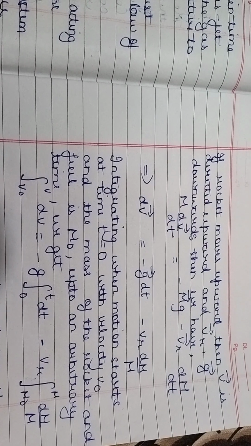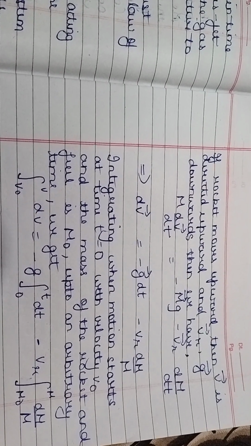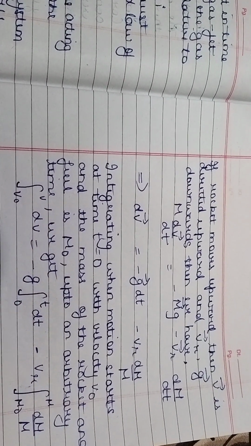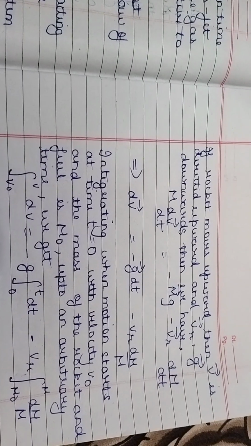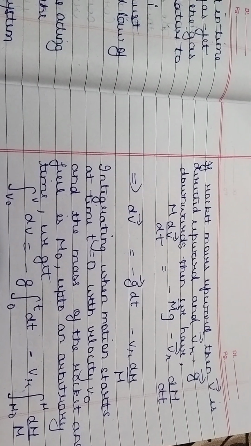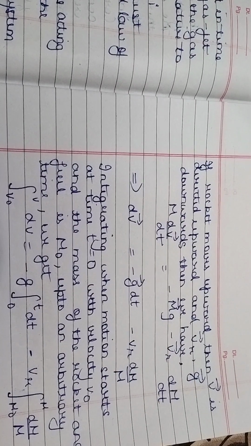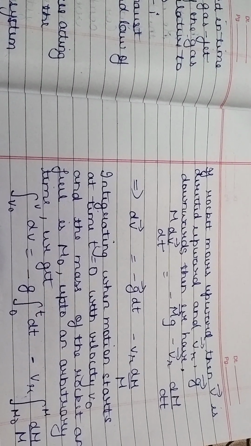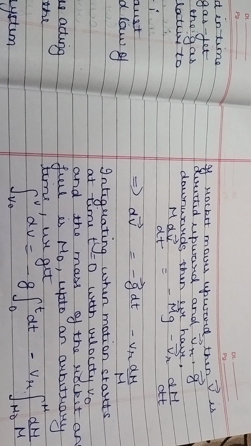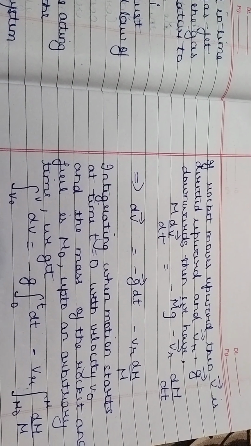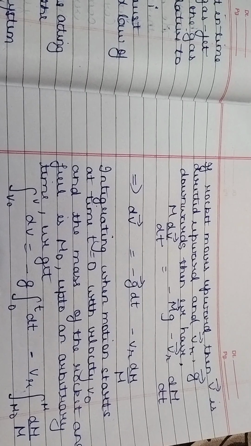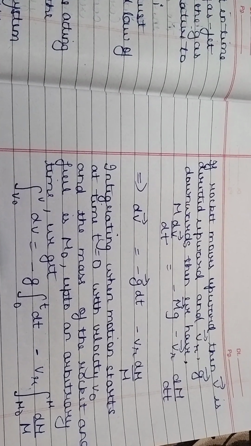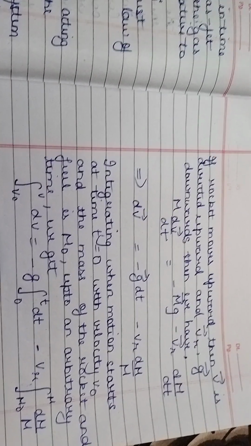If the rocket moves upward, then v is directed upward and vr is directed downwards. Then we have m dv by dt equals minus mg minus vr dm by dt, which implies dv equals minus g dt minus vr dm by m.